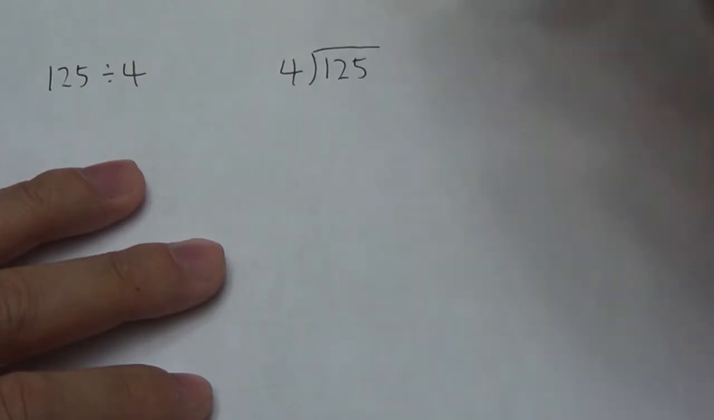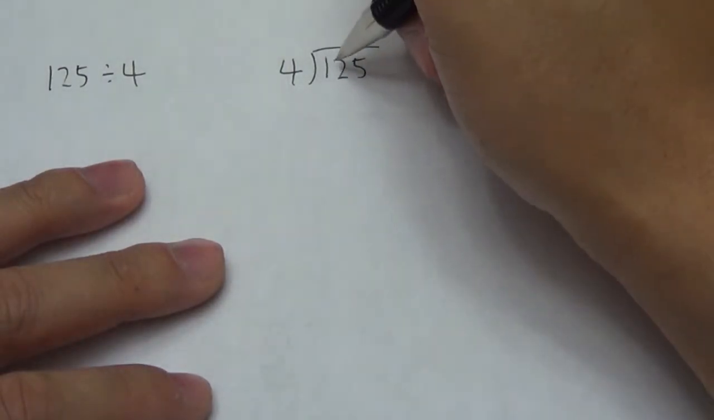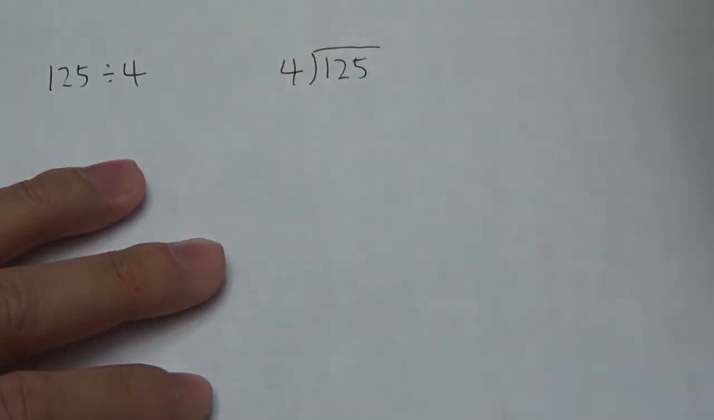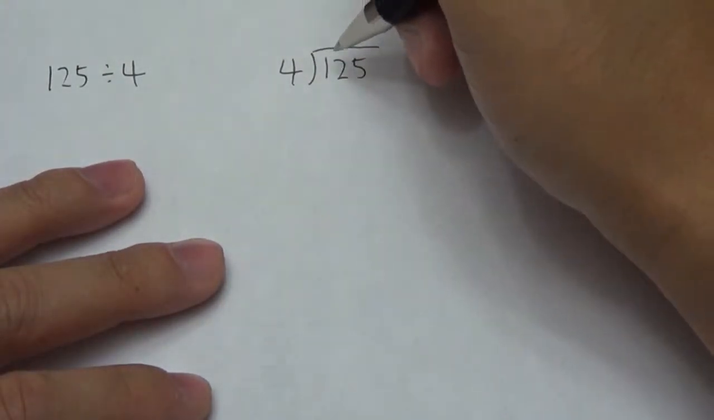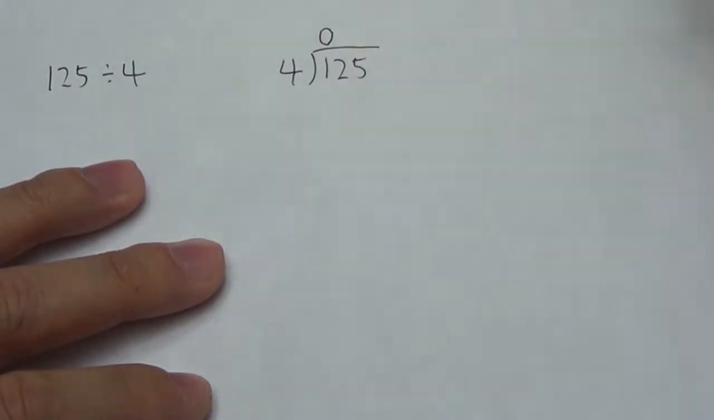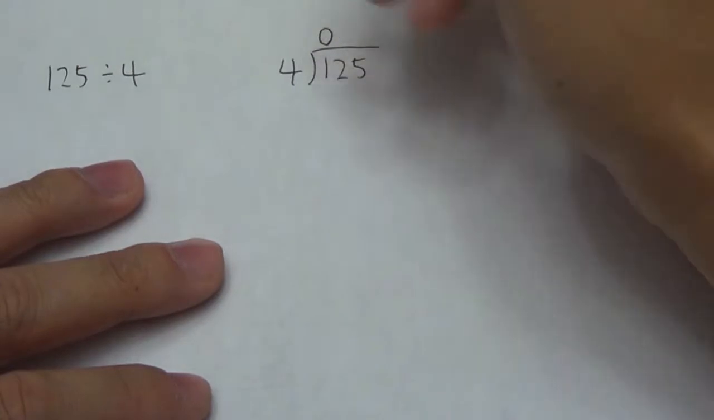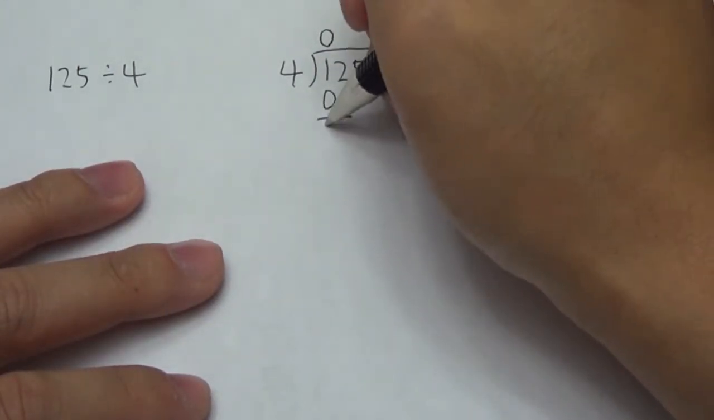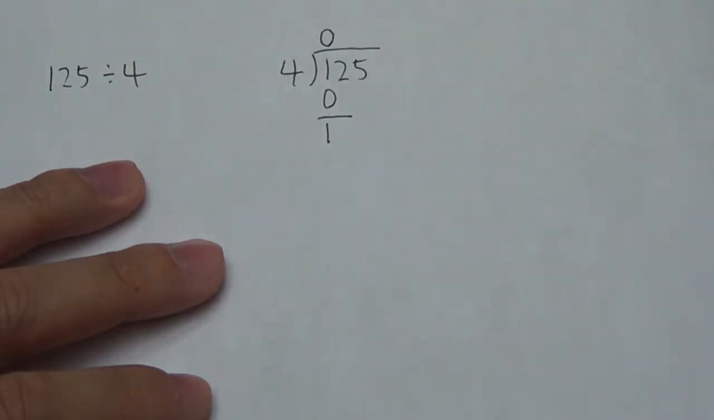After I set this up, I can go down the list of numbers and see how many times the divisor can go into it. So the first number is 1. 4 cannot go into 1 because 4 is bigger than 1, except if I multiply it by 0, because 0 times 4 gives me a 0, and then I have 1 remaining after that.